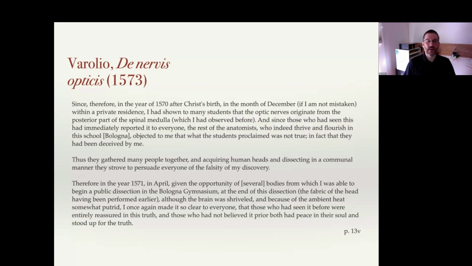So here he talks about this really first-hand experience of showing his students where the optic nerve enters the brain, where the optic nerves originate. His students reported to the other anatomists at Bologna, and these anatomists object, claiming that these students had been deceived by Varolio. And so they gathered many people together, in acquiring human heads and dissecting all together in a communal manner, and they strove to persuade everyone of the falsity of my discovery.